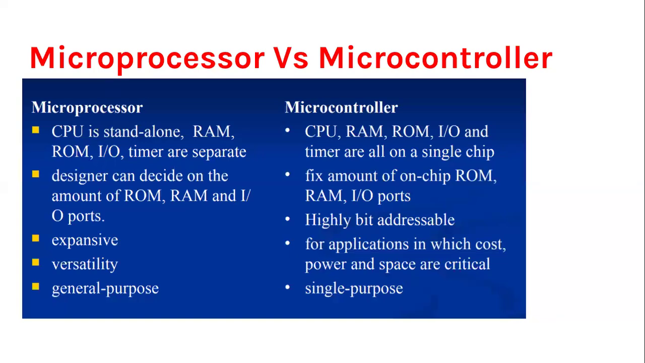Is it clear? So a microprocessor is general purpose. A microcontroller is single purpose. The microprocessor is multi-purpose, doing different work based on your requirement, but the microcontroller does only one job. Is it clear, guys?